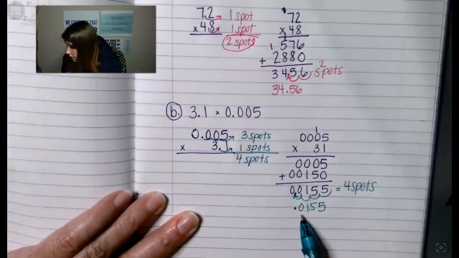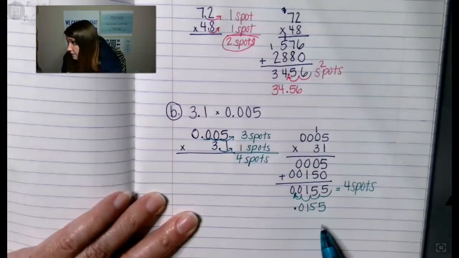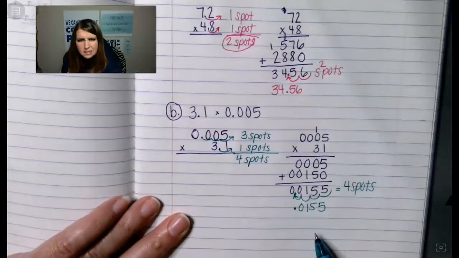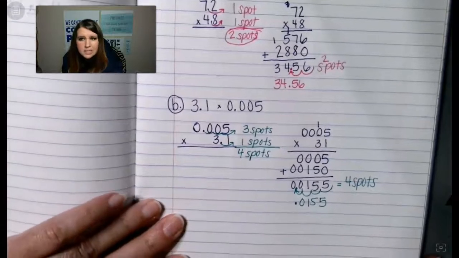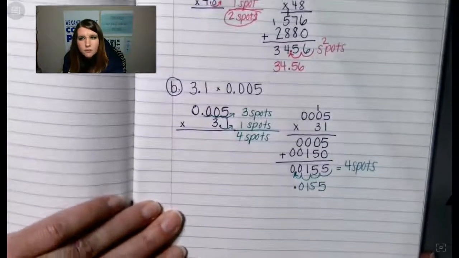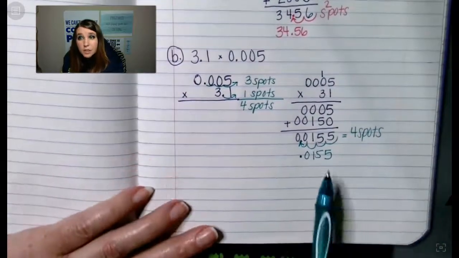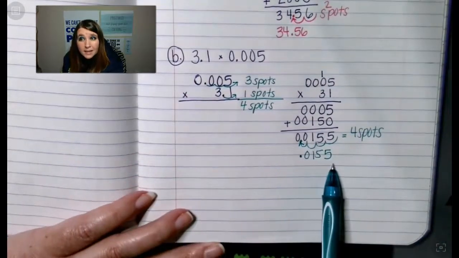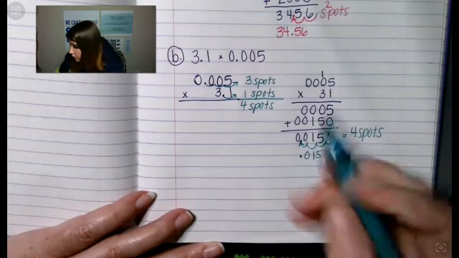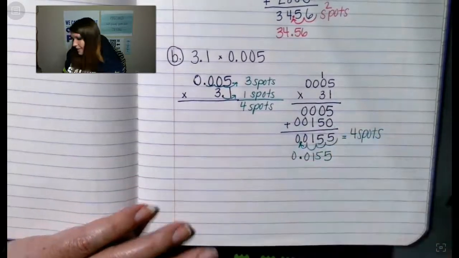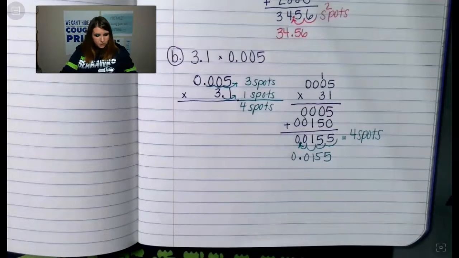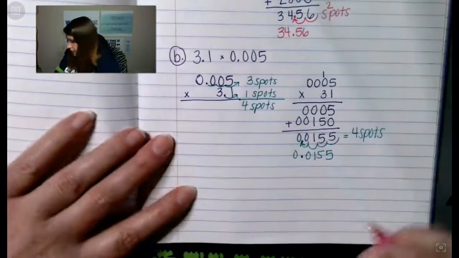Or 155 10,000ths, which is super teeny tiny. It's so far away from 0. It's a tiny little fraction. Okay, you can write it like this without that 0 in front if you want because you don't need it. It's just a placeholder.